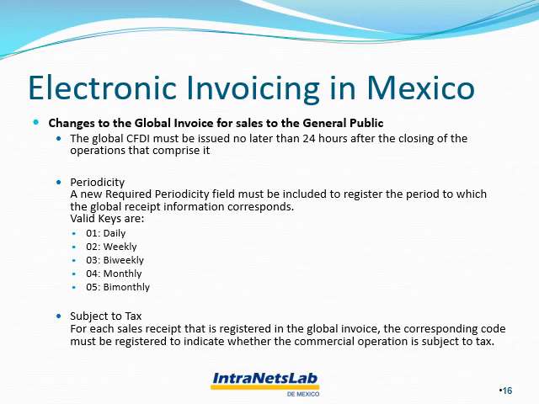There are changes to the global invoice for sales to the general public. The global CFDI must be issued no later than 24 hours after the closing of the operations that comprise it. There is a new field called periodicity that must be included to register the period to which the global receipt information corresponds. The valid keys are daily, weekly, bi-weekly, monthly, or bi-monthly. For each sales receipt that is registered in the global invoice, the corresponding code must be registered to indicate whether the commercial operation is subject to tax or not.